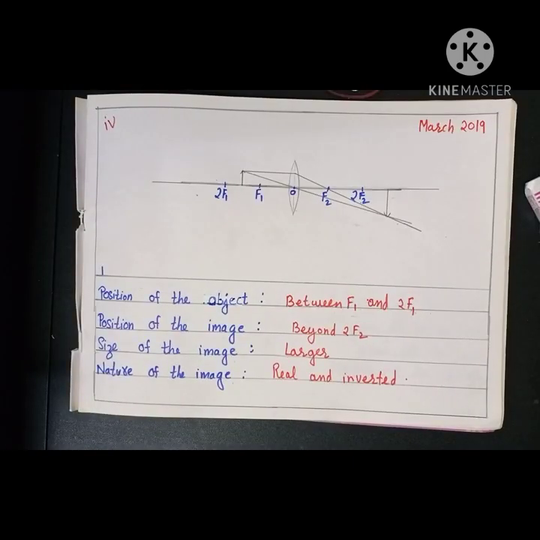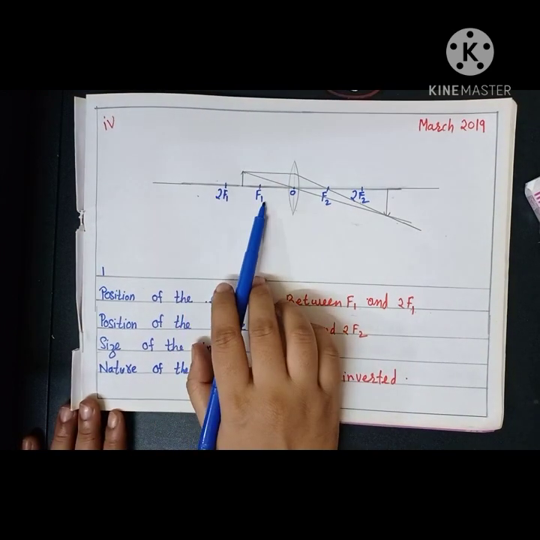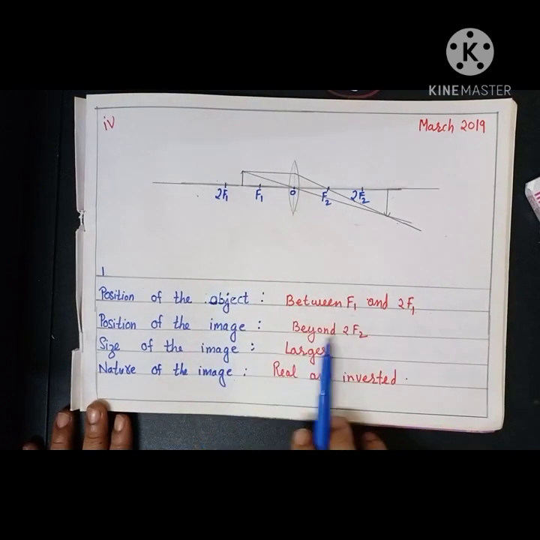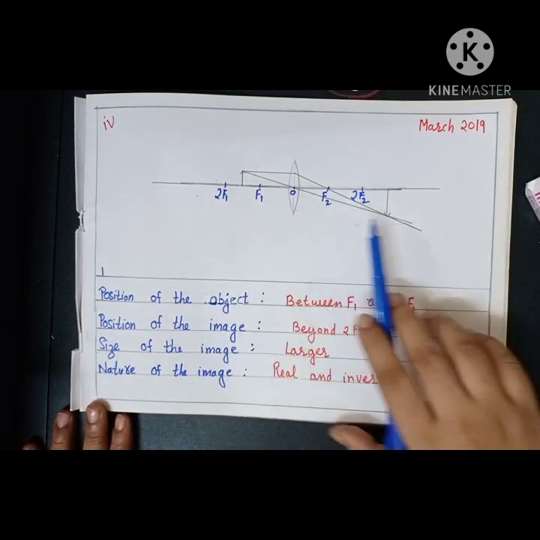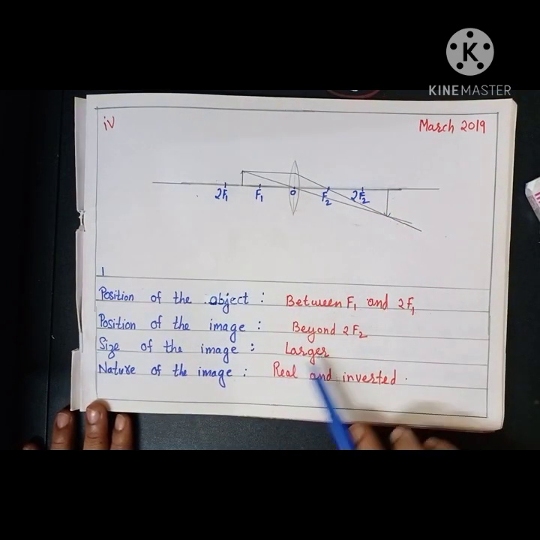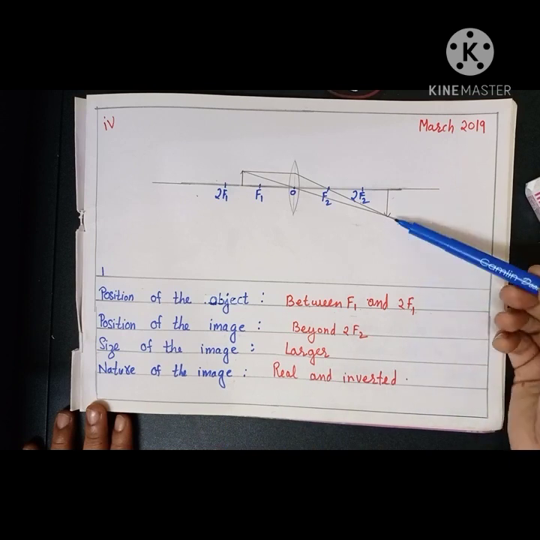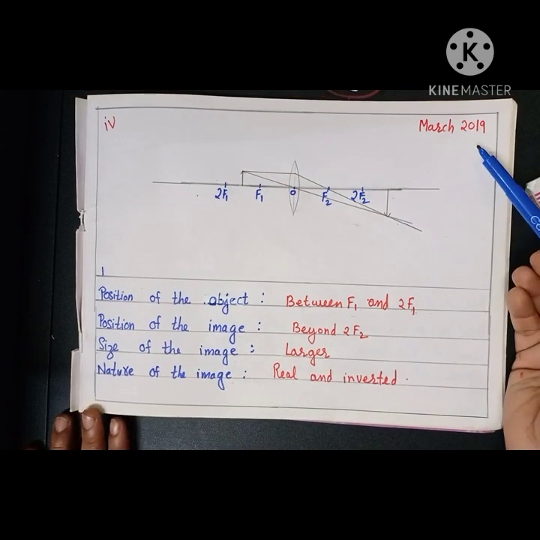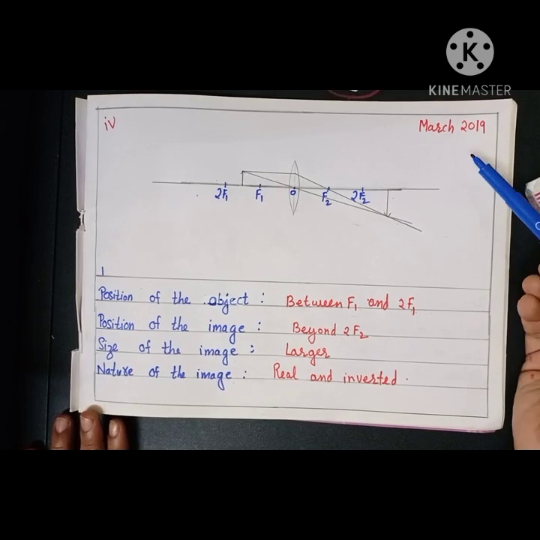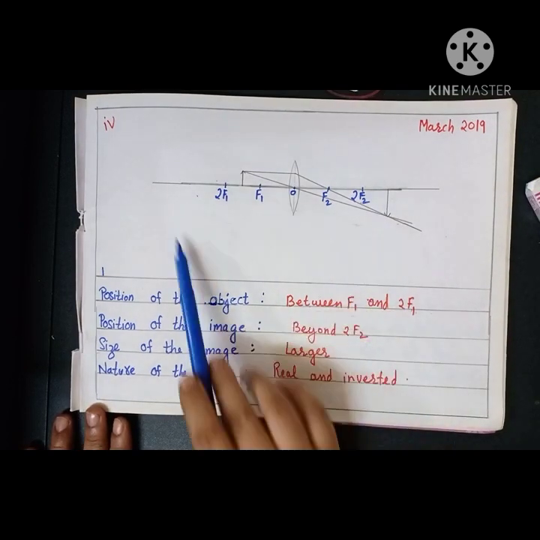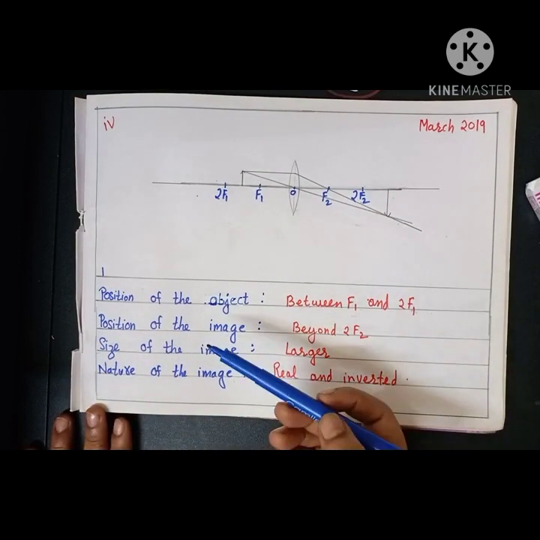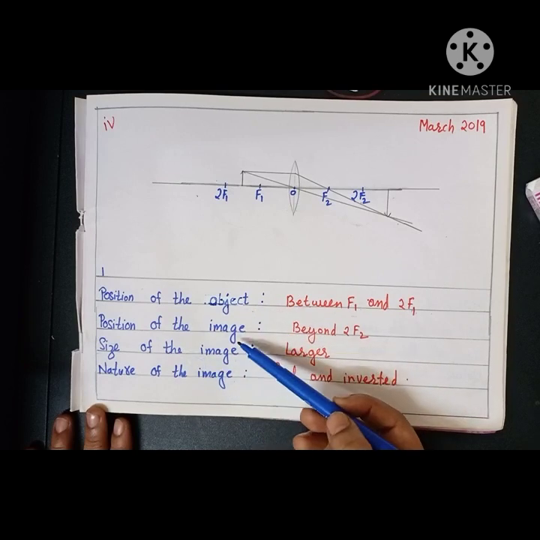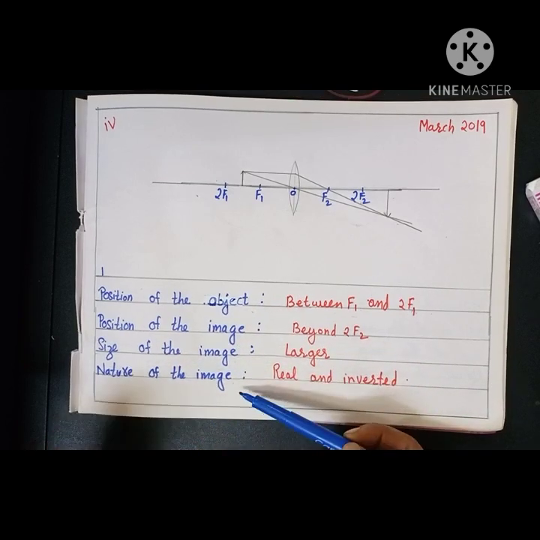Now student, similarly you will draw the next one when object is kept between 2f1 and f1. Position of the image will be beyond 2f2. Size of the image, when you will compare, it is larger. Nature of the image is real and inverted. This question was asked in March 2019 board exam. The ray diagram was given and question was asked based on the ray diagram. Write position of the object, position of the image, size of the image and nature of the image.